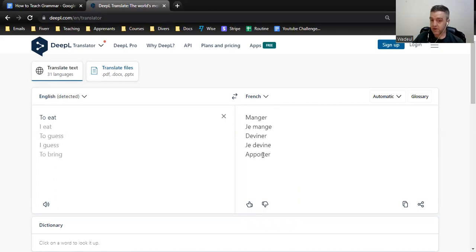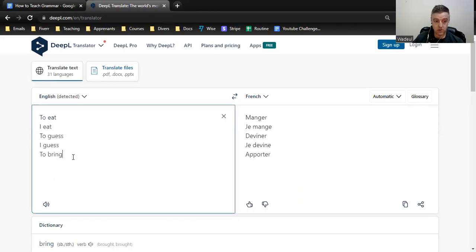So can you guess this one? Apporter. I asked the student. So if you write here I bring, and now unfortunately it's an exception because we cannot have two vowels together, but you're probably going to say je apporte, and you say, hey, good, so now you get it.